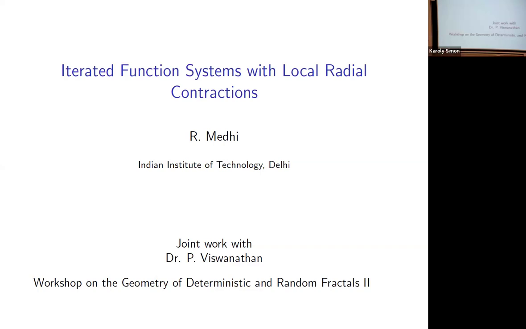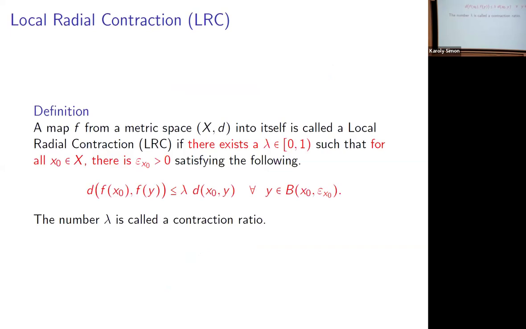Thanks, Kenneth. So I'll be talking about IFSs with local radial contractions. So what is a local radial contraction? We all know contraction. So, local radial. There are two terms, local and radial. We take a point and then we can find a neighborhood around that point such that the function contracts the points in that neighborhood, but you have to take the distance from the radius point to any point, not any two given points in the neighborhood. That's what this definition says.